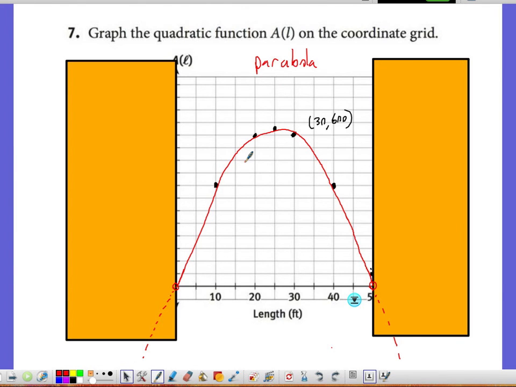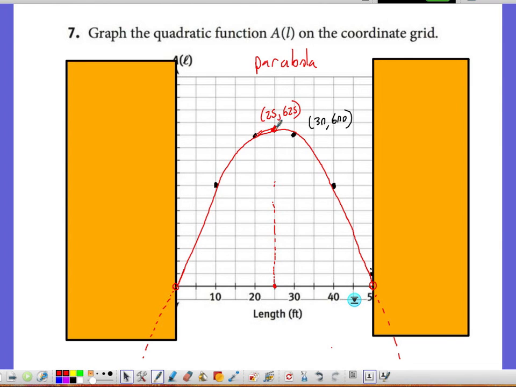Let's take a look at our graph. A length of 25 is right here. And notice that the area that you get is going to be 625. And as you can see, that ordered pair is right here. 25 and 625.